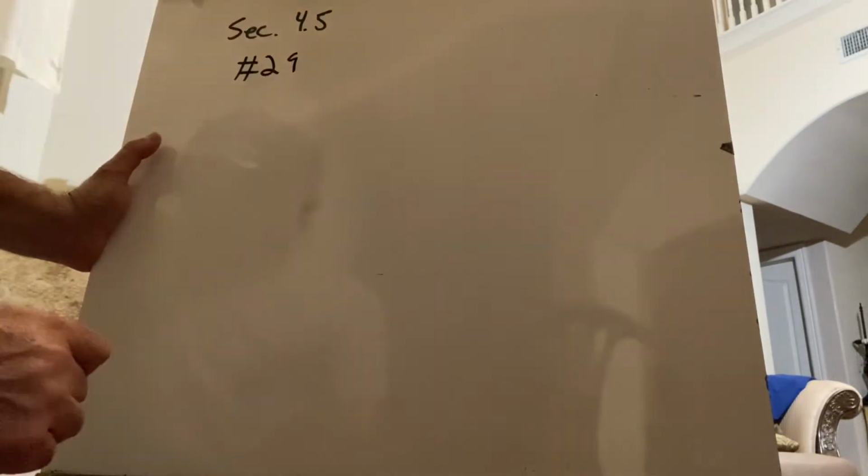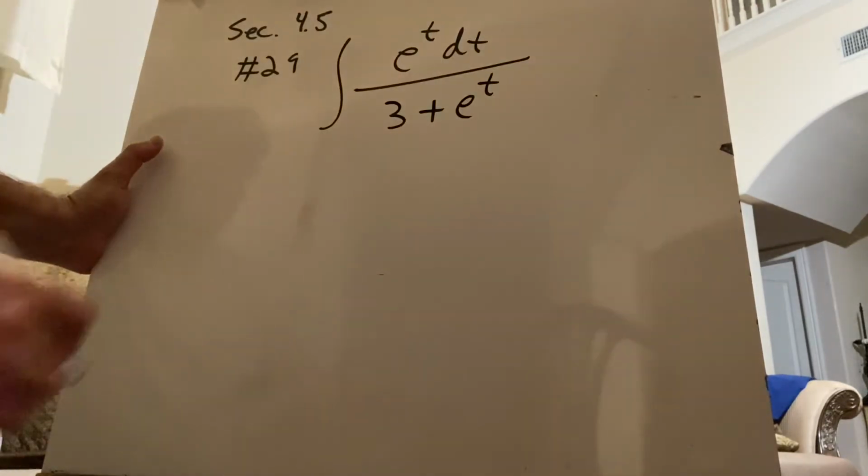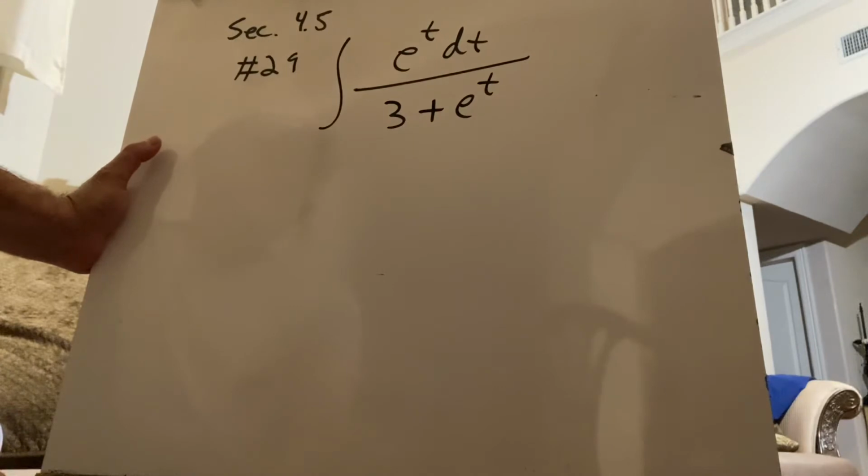Hi guys, another question from section 4.5 is number 29. So we have the integral of e to the t dt all over 3 plus e to the t. Again, we're asked to use the integration by substitution method.